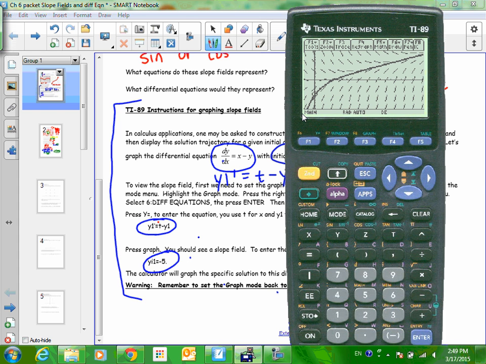So during the activity, I had told you, put the middle of your long wiki stick on the given point, and then make the rest of the curve follow the slope field. Okay, so this is how you do this with your calculator. It's just to check your work.